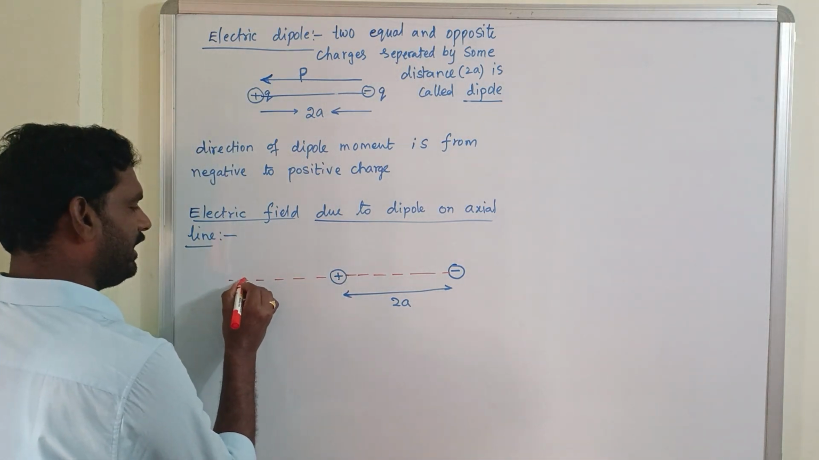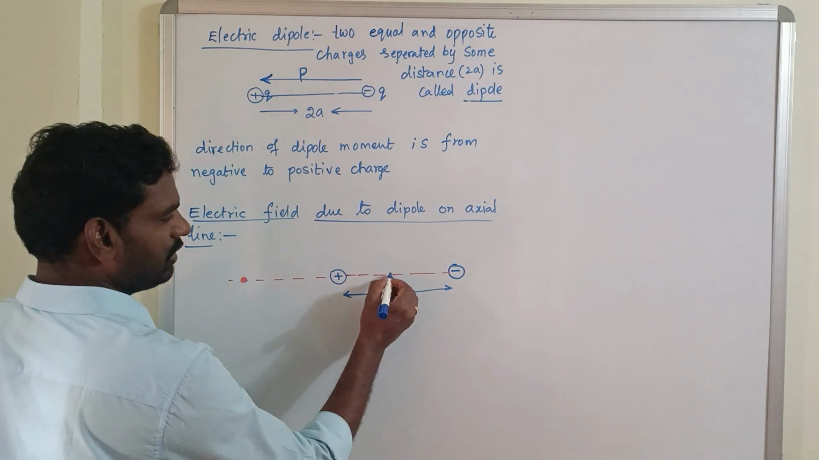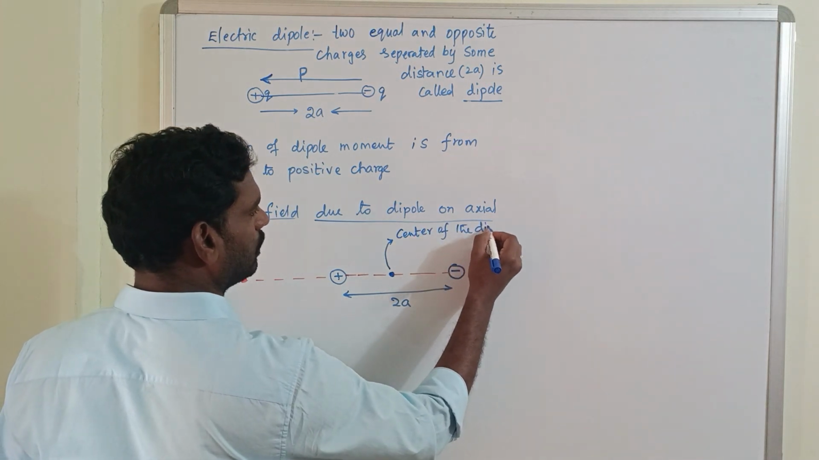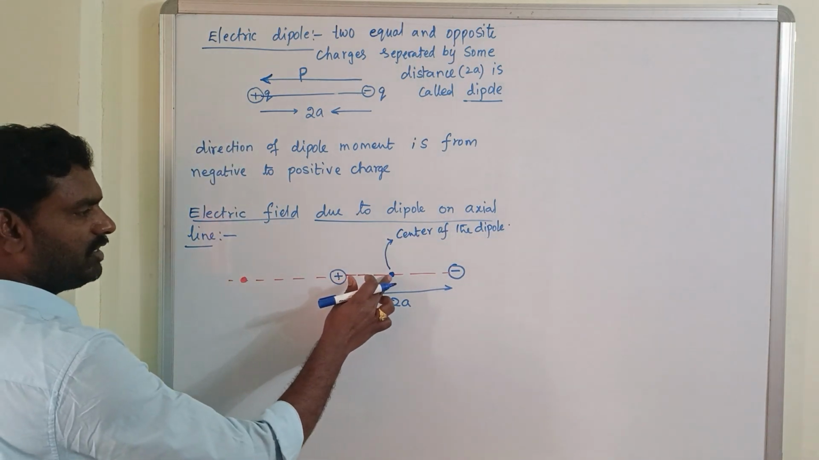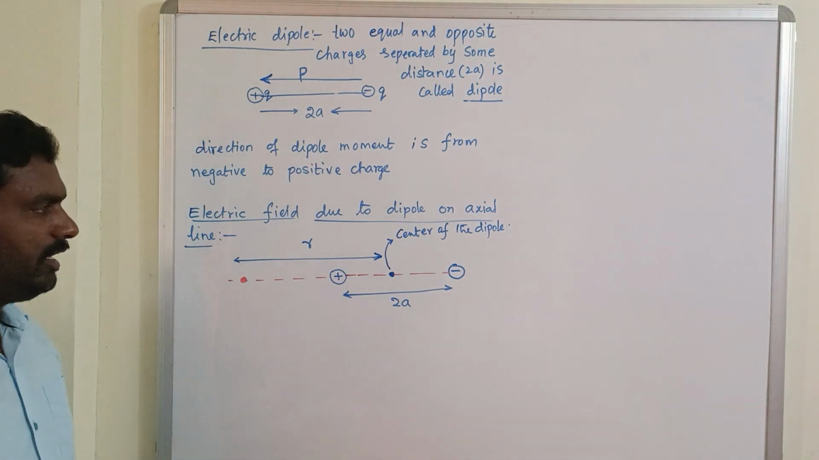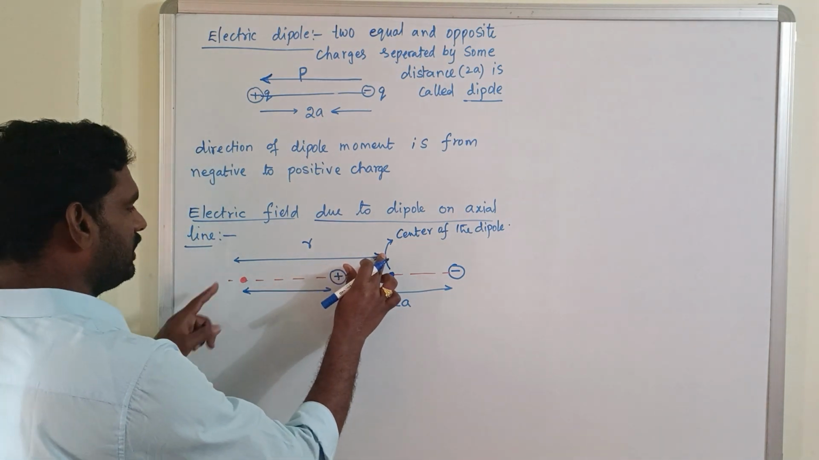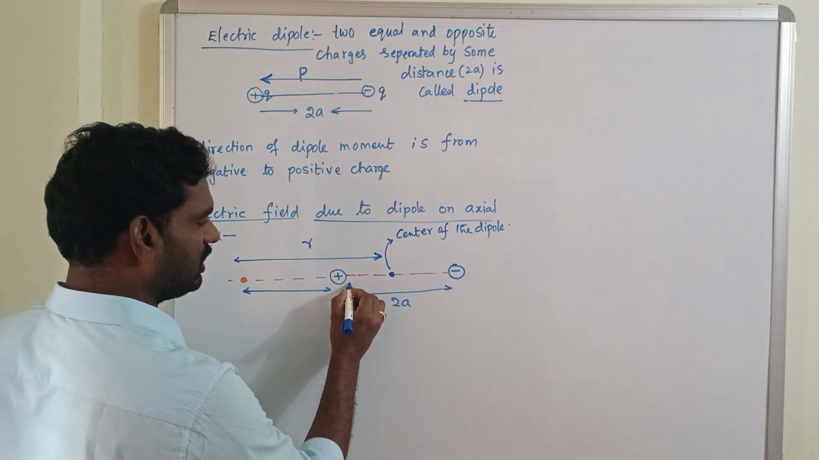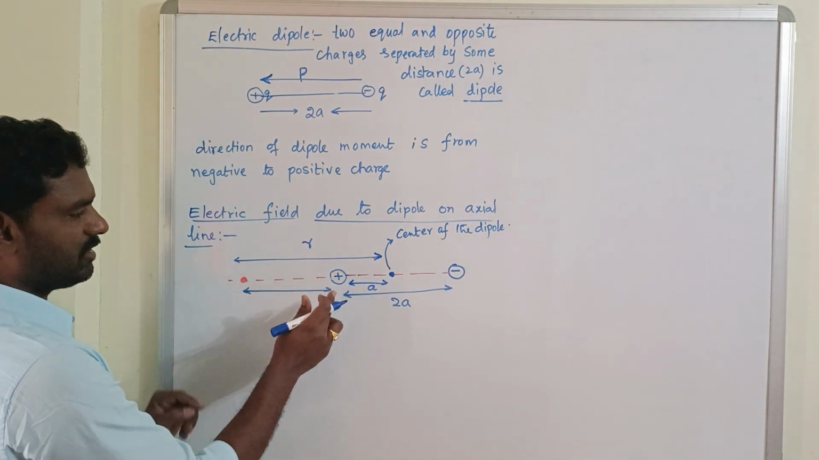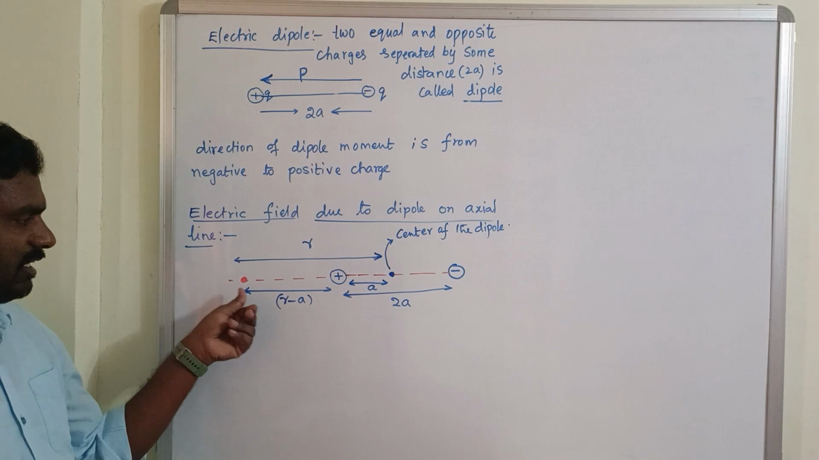So I would like to find the electric field at this point along the axial line. This is what we call the center of the dipole. Let us consider the distance from the center of the dipole to this point as R. The total distance is R and the distance from the center to the positive charge is a. So the distance from the positive charge to point P is R minus a.